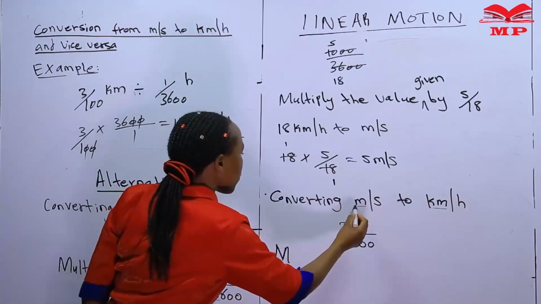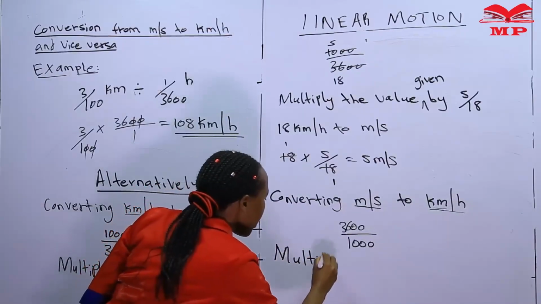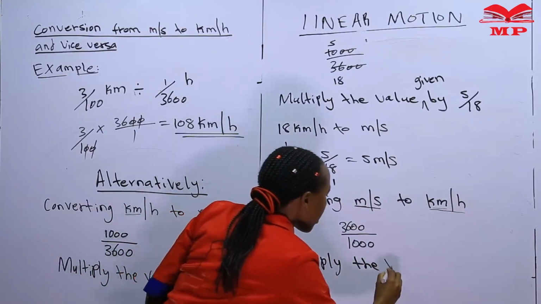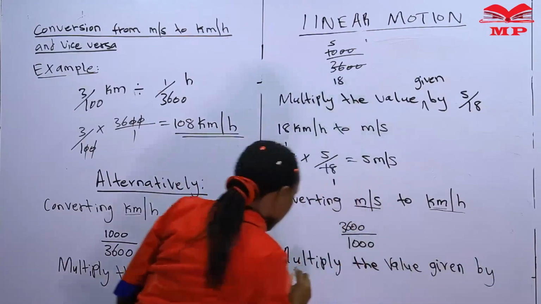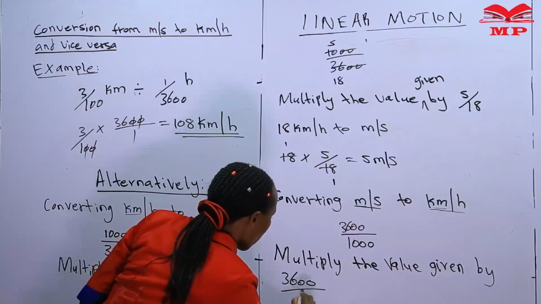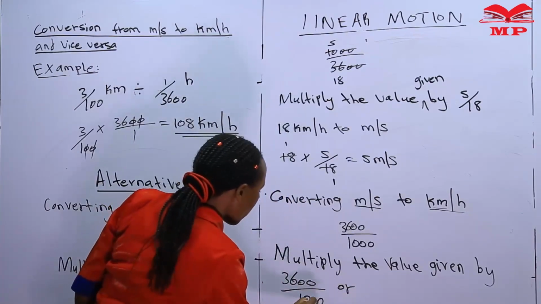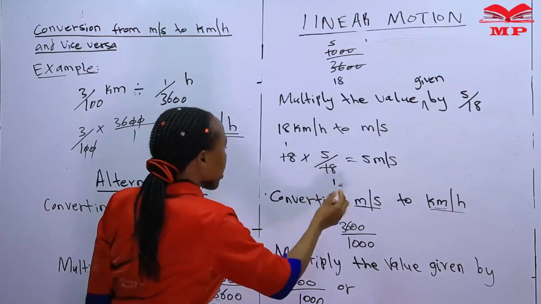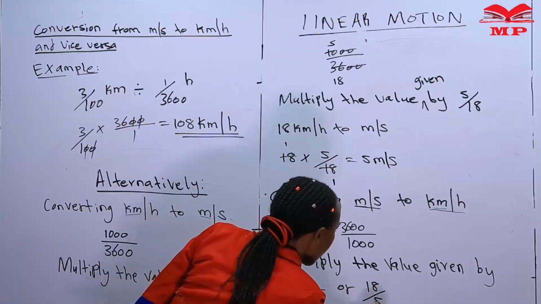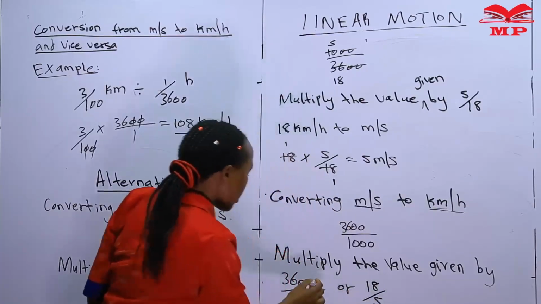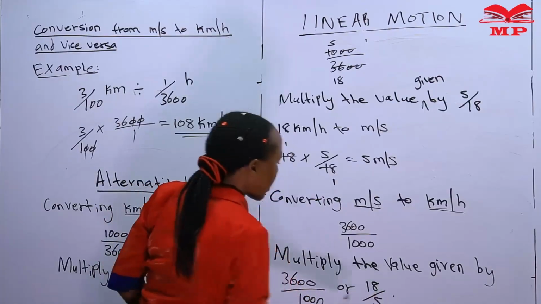If we want to convert from meters per second to kilometers per hour, we multiply the value given by 3,600 all over 1,000. Or this value is an equivalent of the reciprocal of 5 over 18, which is 18 over 5. This 18 over 5 is a simpler way of writing that 3,600 all over 1,000.